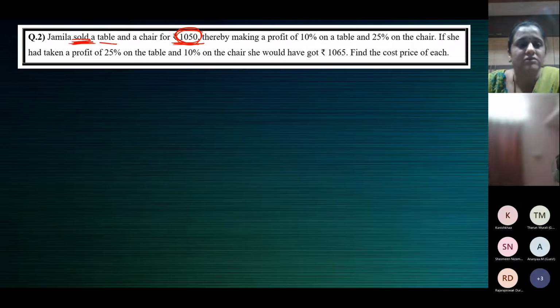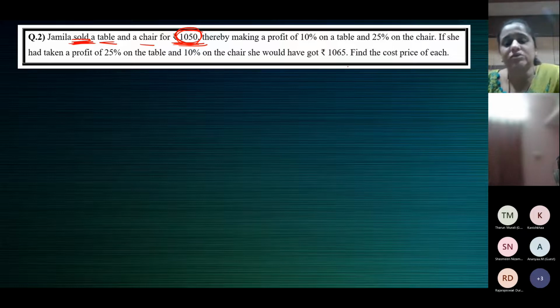You sell something for 100 rupees. I sold this for 100 rupees. That means that is the selling price. That's not your profit. So 1,050 and 1,065 are the total selling prices. That is the selling price of the table and the selling price of the chair together.